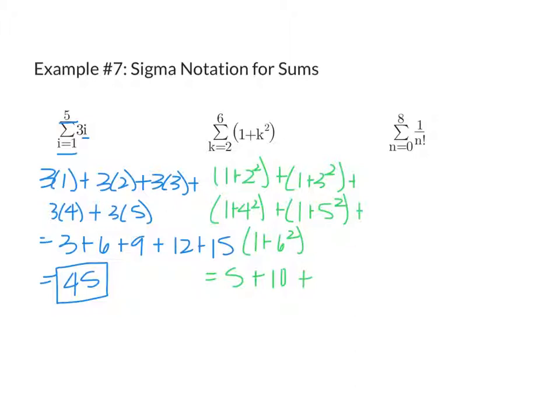16 plus 1 is 17. Plus, on the fourth one, we have 5 squared, which is 25, plus 1 is 26. And then on the last one, we have 6 squared, which is 36, plus 1 is 37. If we add all of those values together, we will get 95.